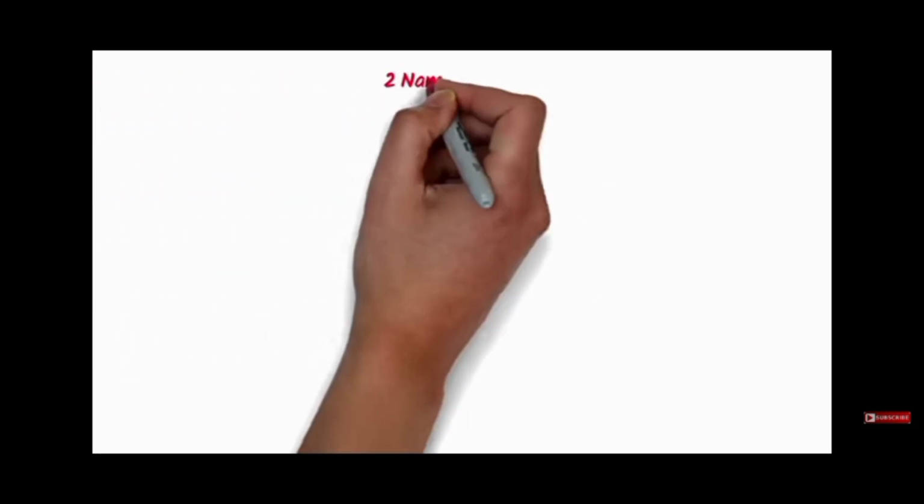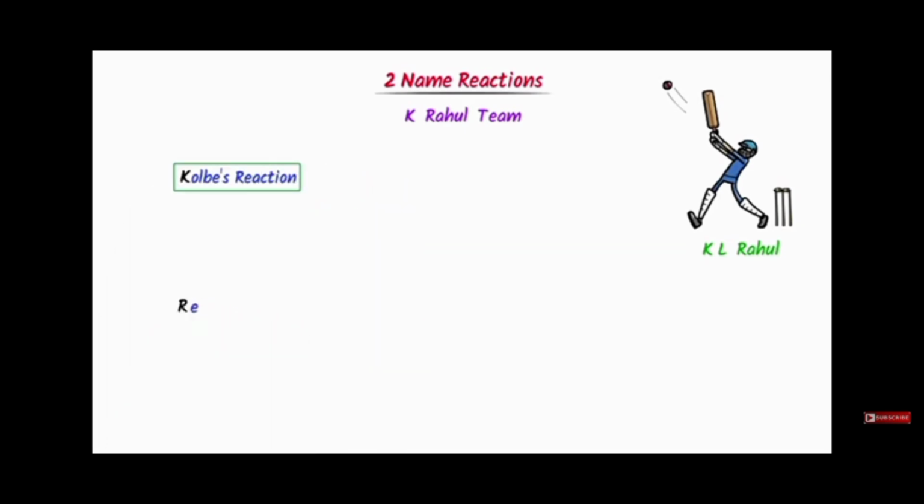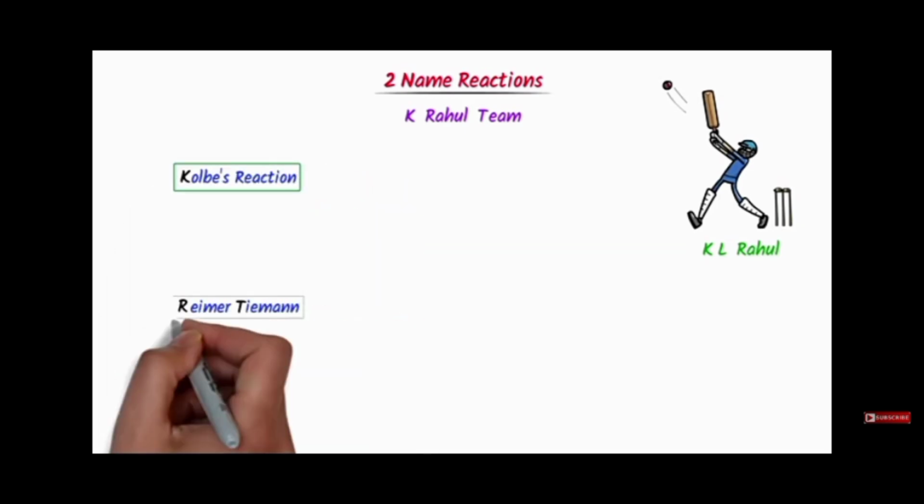Now I will teach you two more reactions. I write K. Rahul team. Remember the famous cricketer K.L. Rahul. Here this K stands for Kolbe's reaction and this R and T stands for Reimer-Tiemann reaction.